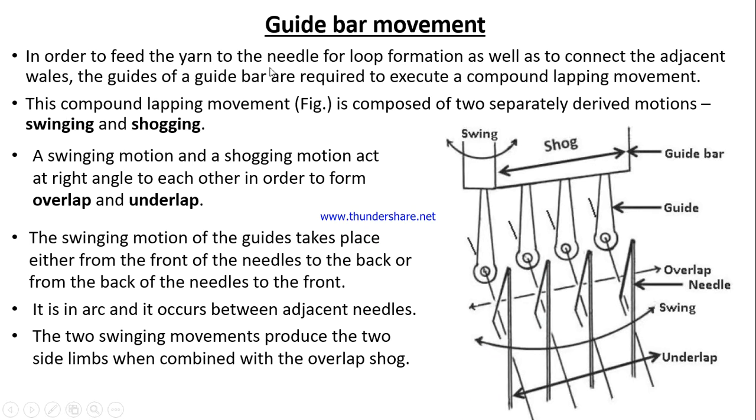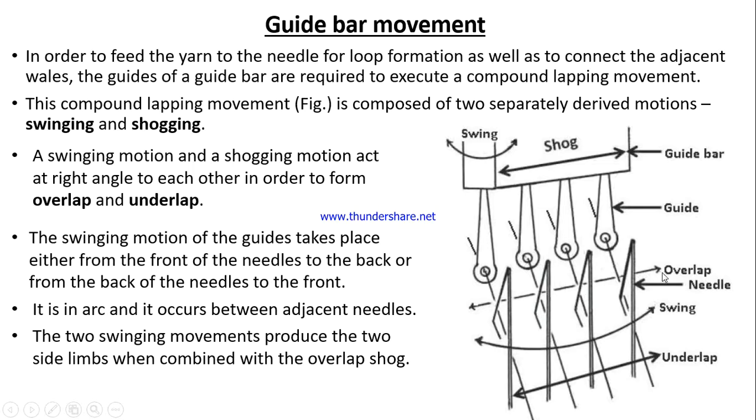In order to feed the yarn to the needle for loop formation as well as to connect the adjacent wales, the guide of a guide bar is required to execute a compound lapping movement. So a compound lapping movement is there in the guide. That movement is required for lapping the yarn across the hook of the needle as well as for connecting the neighboring loop.